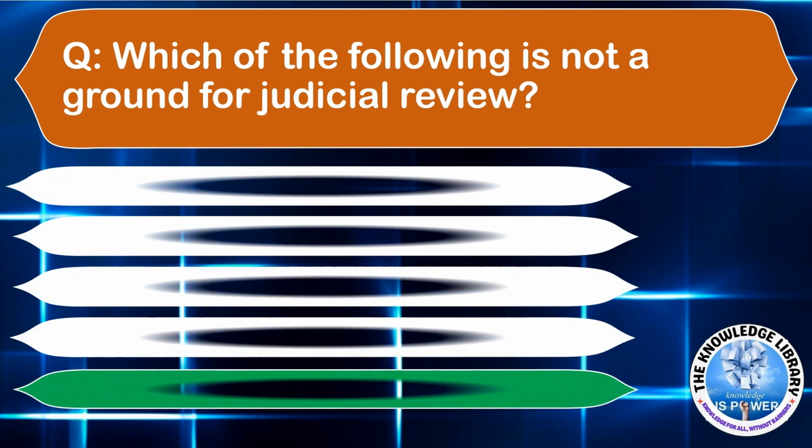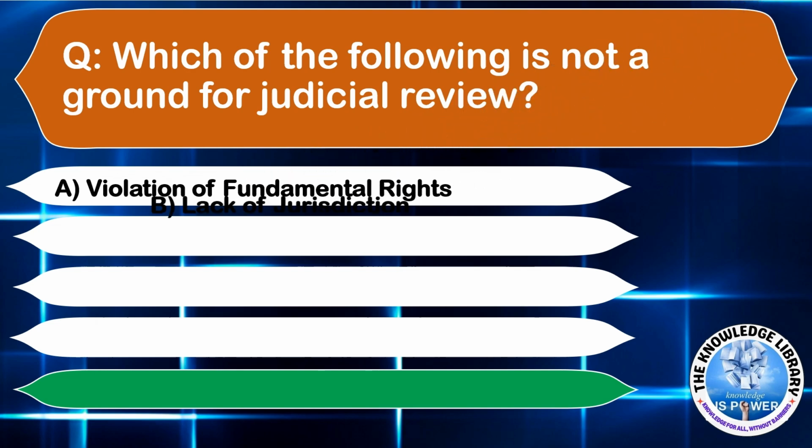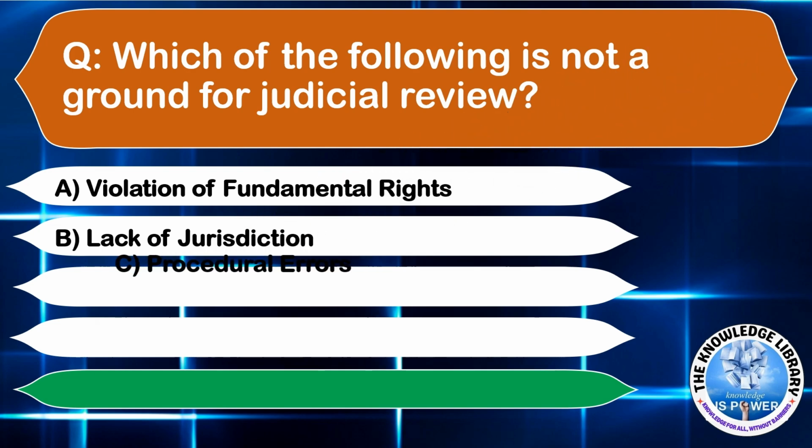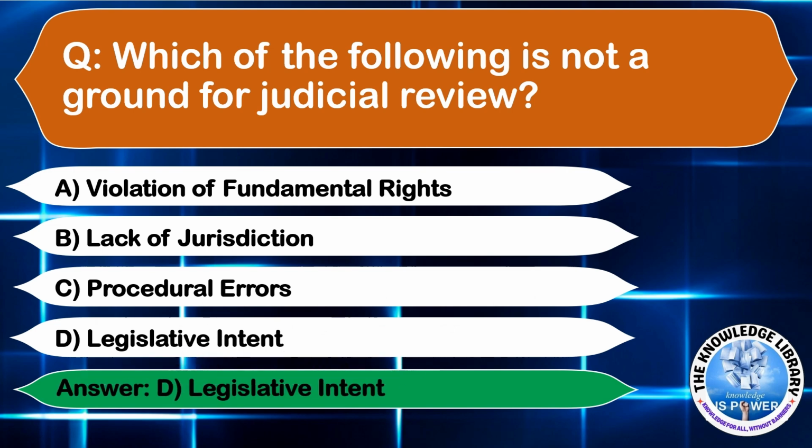The next question is, which of the following is not a ground for judicial review? Option A, violation of fundamental rights. Option B, lack of jurisdiction. Option C, procedural errors. Option D, legislative intent. Correct answer is option D, legislative intent.